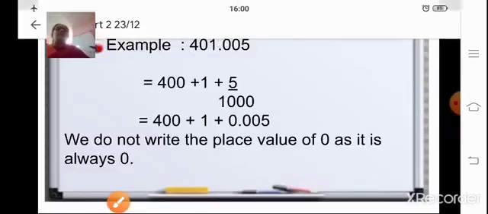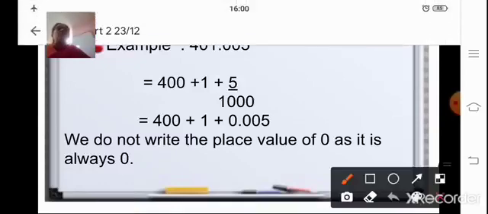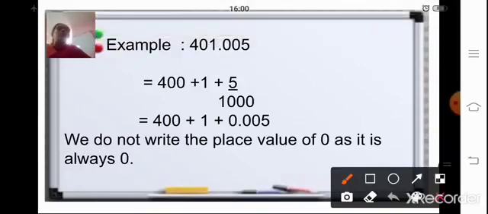Yes, coming to the next example. Okay, now here 401.005. So 4 is in hundreds place, so the place value is 400. Now in the tens place it is 0, so we need not write it because the place value of 0 is always 0. 1 is in ones place.